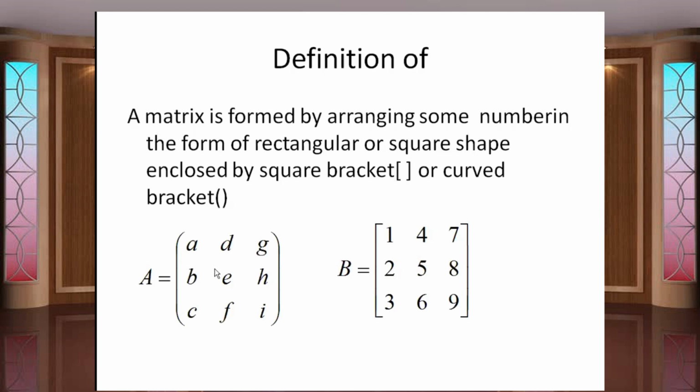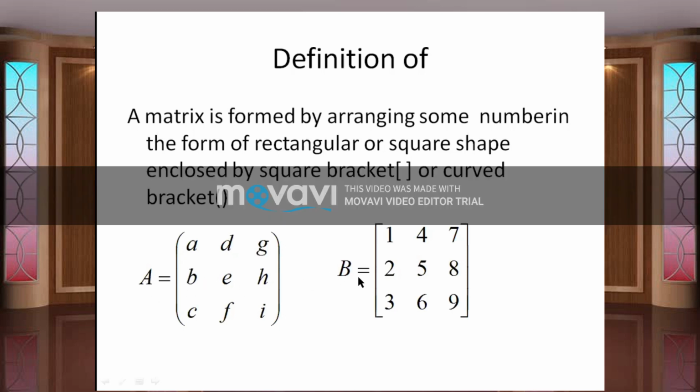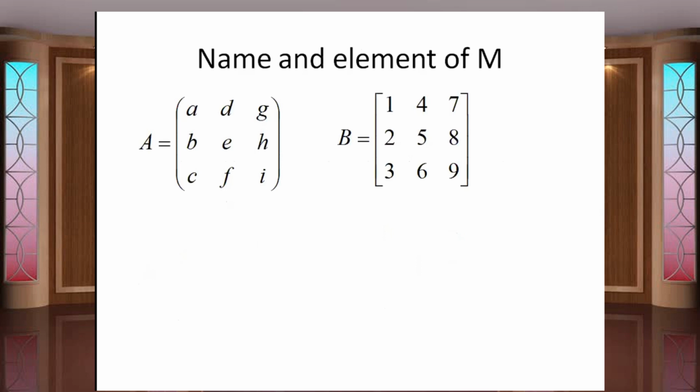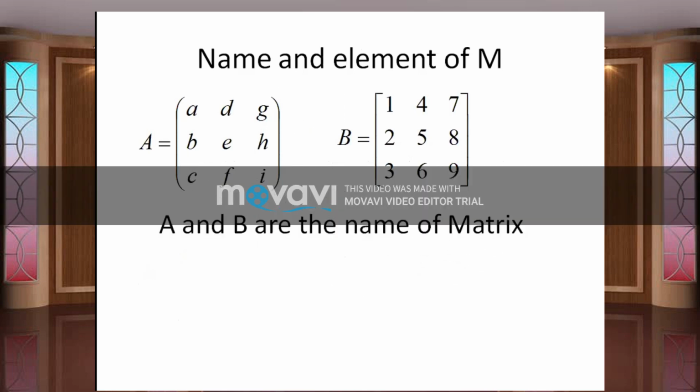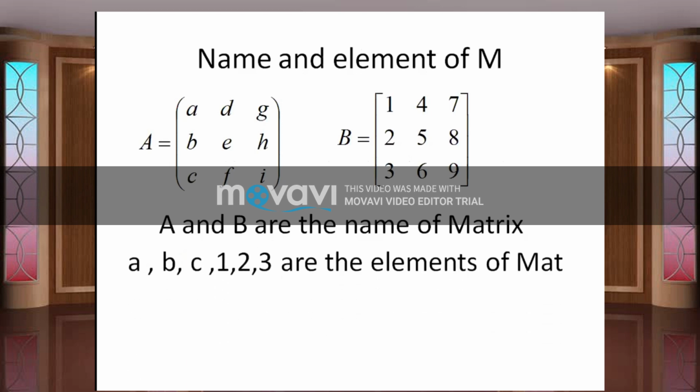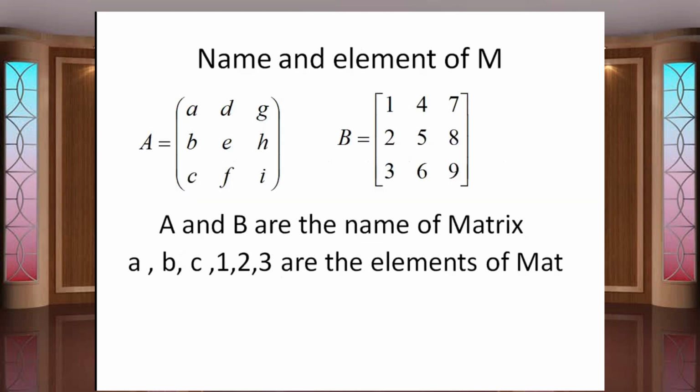Okay, and inside, the things A, D, G are the elements of the matrix, and A and B are called the names of matrices. That means for every name of a matrix you have to write a capital letter, and for representing the elements of the matrix you can write a small letter or a number. We go for the next, name and elements of matrix. So here A and B are the names of matrix I told just now, and a, b, c, d or 1, 2, 3 are the elements of the matrix. Okay, so this is the matrix name and the elements of matrix.